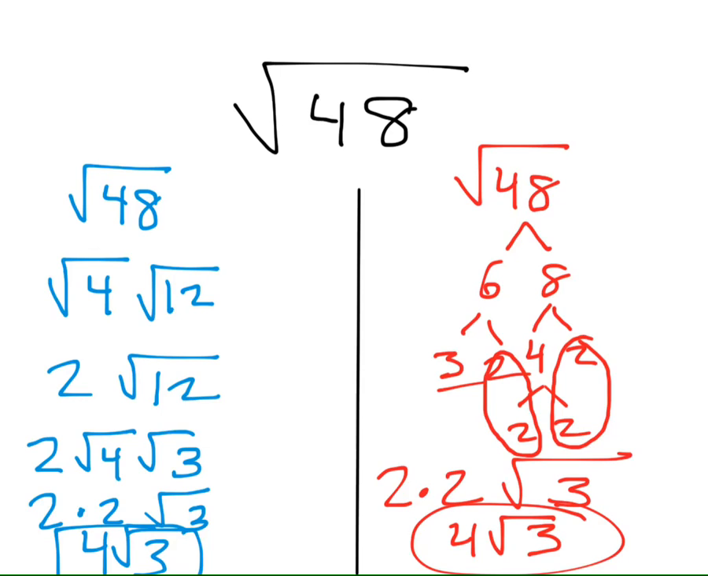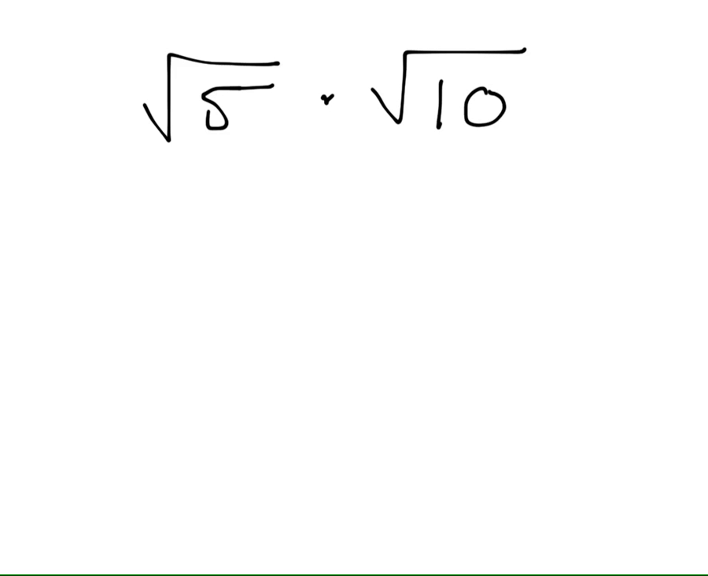Doing it that way. Your answer on a calculator, if you do square root of 48 on your calculator, it's about 6.9282. And if you do 4 radical 3 on your calculator, it's the same thing. Now let's say I ask you to multiply 2 different square roots. So if you have square root of 5 times the square root of 10.